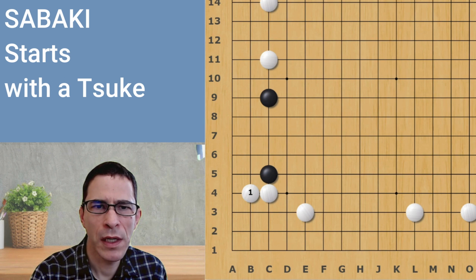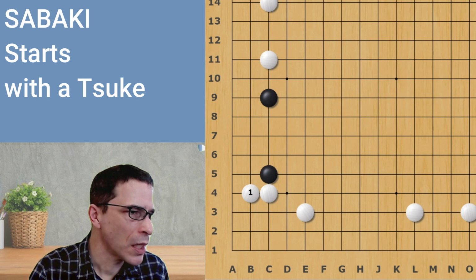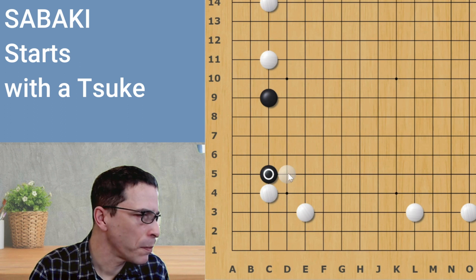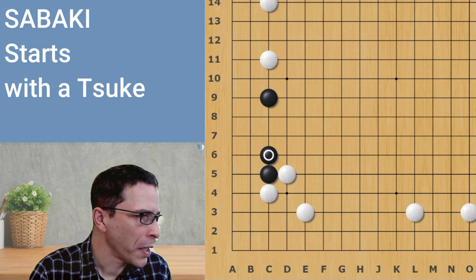So I would expect white to play a slightly more active move. So it would be a hane underneath or a hane on the top. And most often I would say the hane on the top. I'll say that black can pull back in this case and white still has to protect the corner.